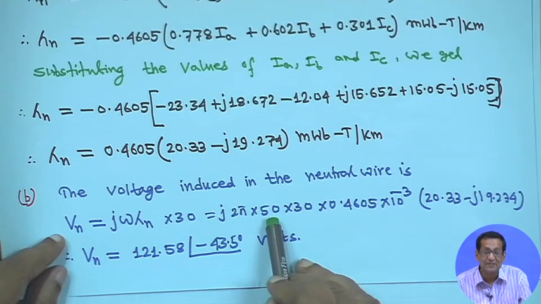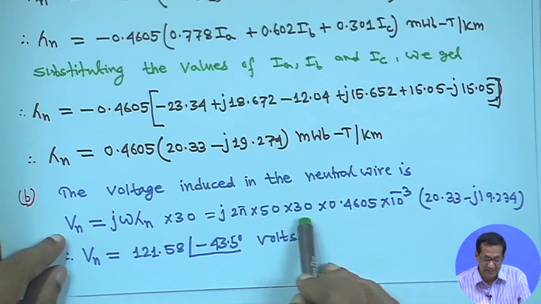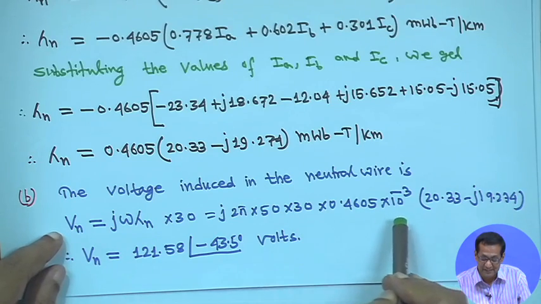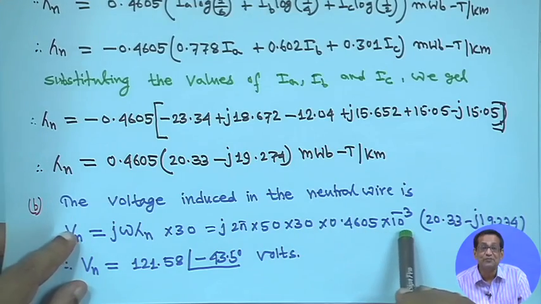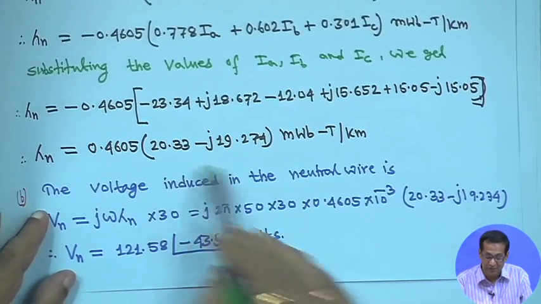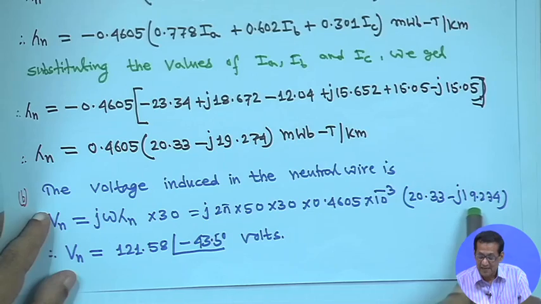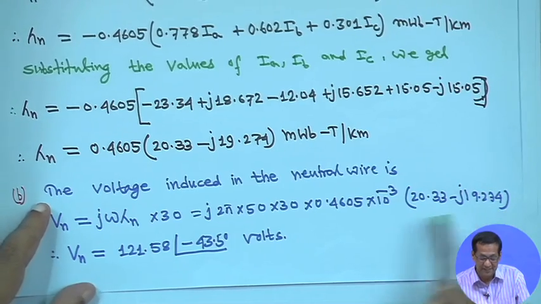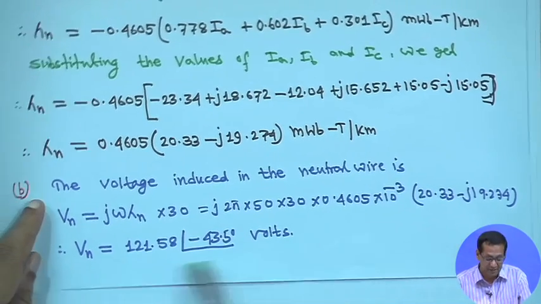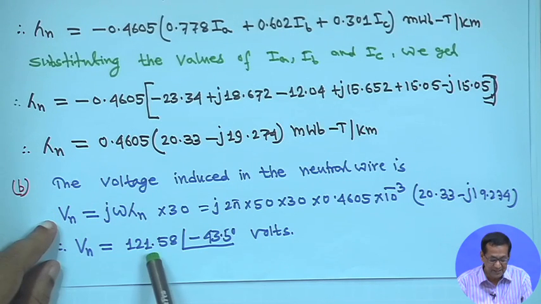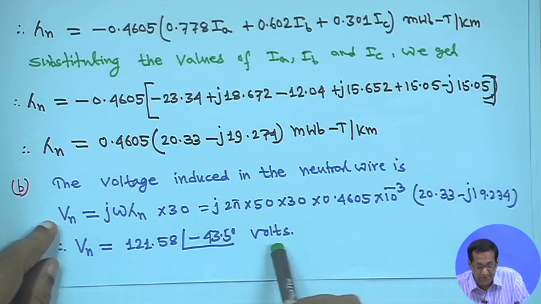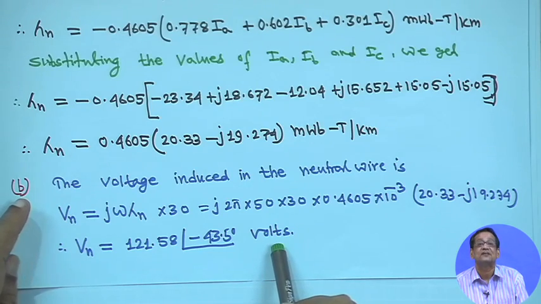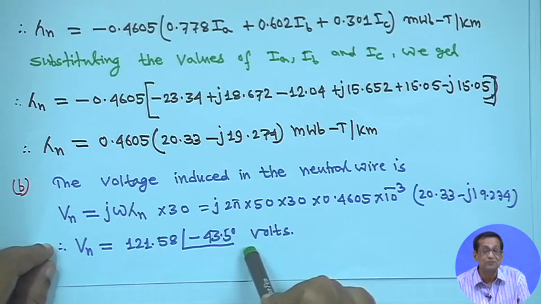So j omega lambda N into 30 is equal to j 2 pi, frequency 50 Hertz, into 30 into 0.4605, it is milliweber, so we multiply by 10 to the power minus 3, into 20.33 minus j 19.234, such that it will be in volts. If you multiply, then VN is equal to 121.58 angle minus 43.5 degree volts. This is the voltage induced on the neutral wire.